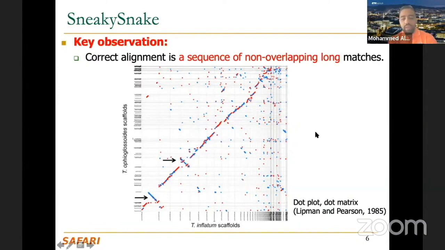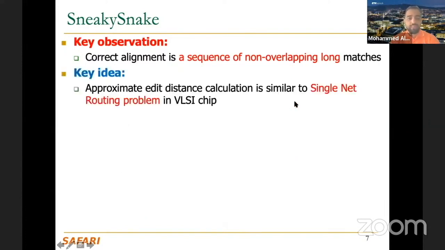Now, we leverage, or rather exploit, this observation to build the SneakySnake algorithm. The correct alignment is a sequence of non-overlapping long matches, and these are the things around the diagonal. So we said, let's approximate the edit distance calculation using what we call the single net routing problem in a VLSI chip. We observe that the single net routing problem is very similar to connecting these dots, or finding these long non-overlapping matches.